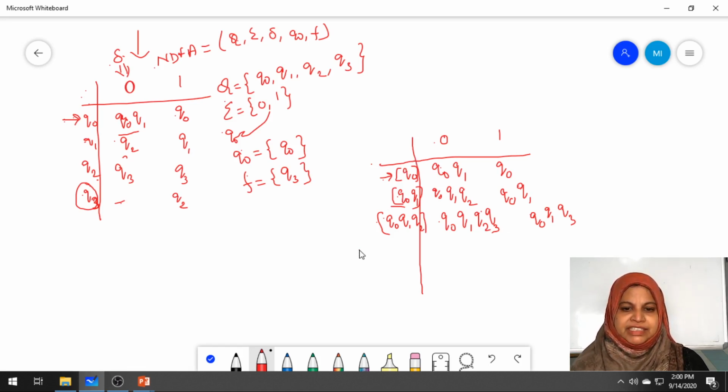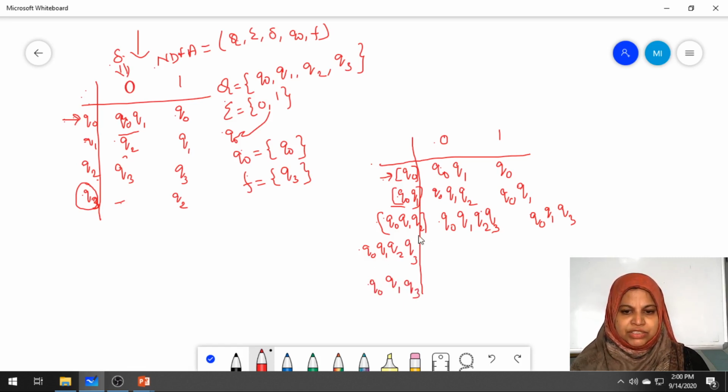So we have to write the transition for Q0, Q1, Q2 and Q3. Next, Q0, Q1, Q3. Is there any such state here? No. So again we have to write the transition for Q0, Q1, Q3.